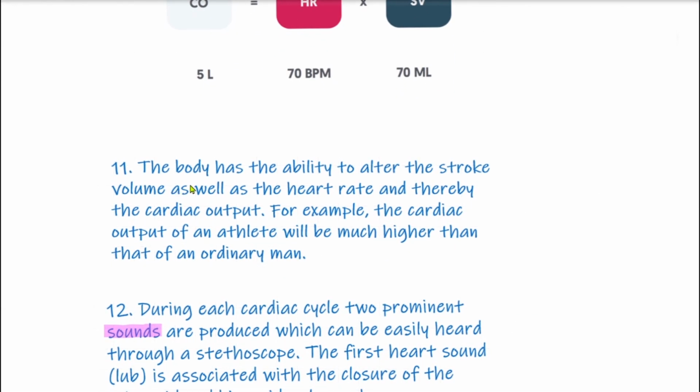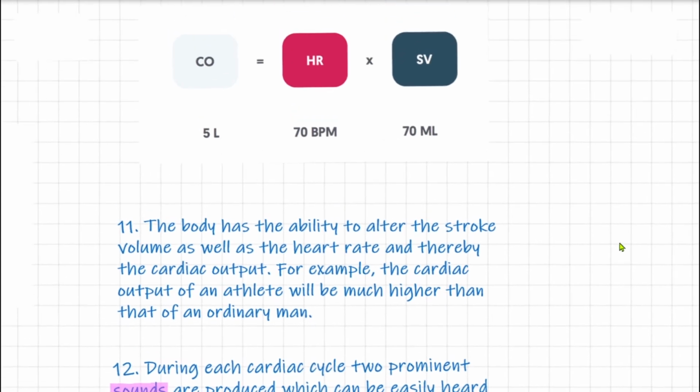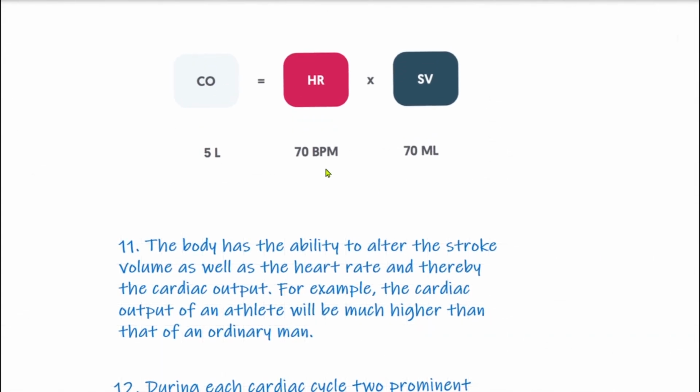Now, our body has the ability to alter the stroke volume as well as the heart rate, and thereby the cardiac output. And students, for example, during running, our heart rate increases. When heart rate will increase, cardiac output will increase.